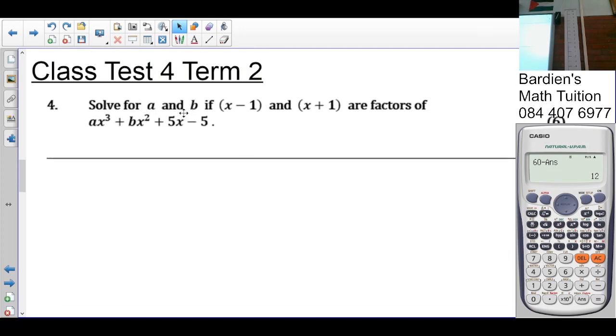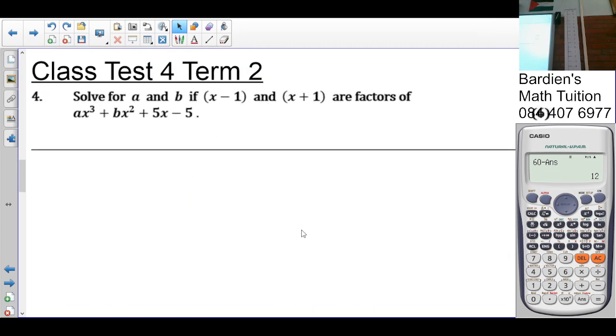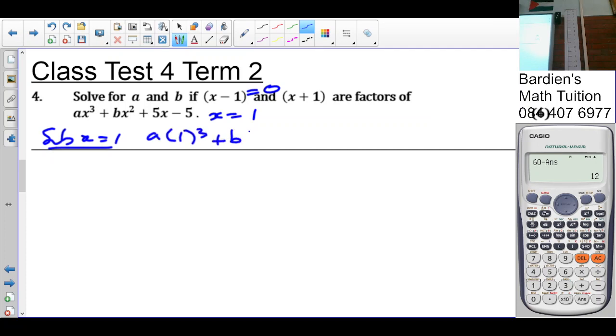And then the last one here. Solve for a and b if x minus 1 and x plus 1 are factors. People, factors mean to say it must be equal to 0, not so? So we substitute x is equal to 1, then you get a times 1 cubed plus b times 1 squared plus 5 times 1 minus 5 equal to 0. We keep a as the subject of the formula, so minus b, that cancels. Not so? So a is minus b, that's equation 1.